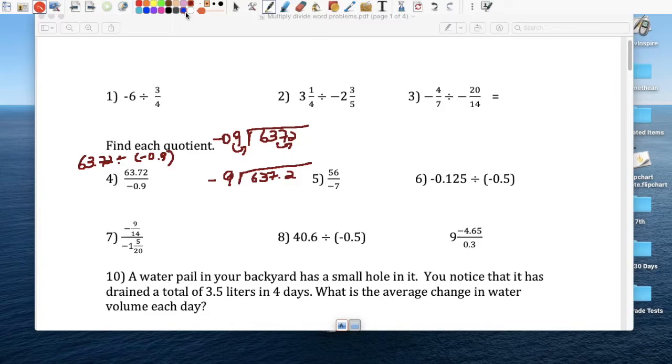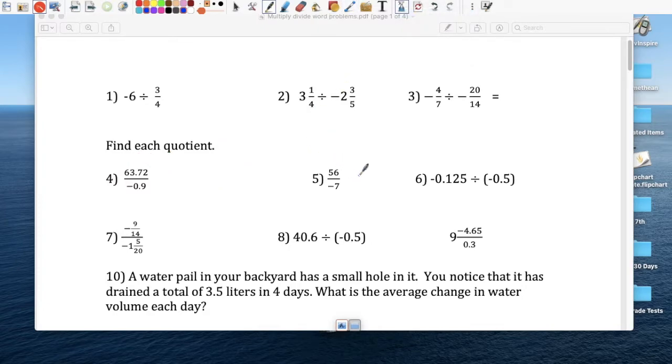And now it's just division. 9 goes into 6, no, it goes into 63 7 times. Subtract, becomes 0, bring that 7 down. 9 goes into 7, no it doesn't, so put a 0 on top. Don't forget the decimal. Now we're allowed to bring the 2 down, and 9 goes into 72 8 times. So our final answer is going to be negative, by the way, negative 70.8. Okay?